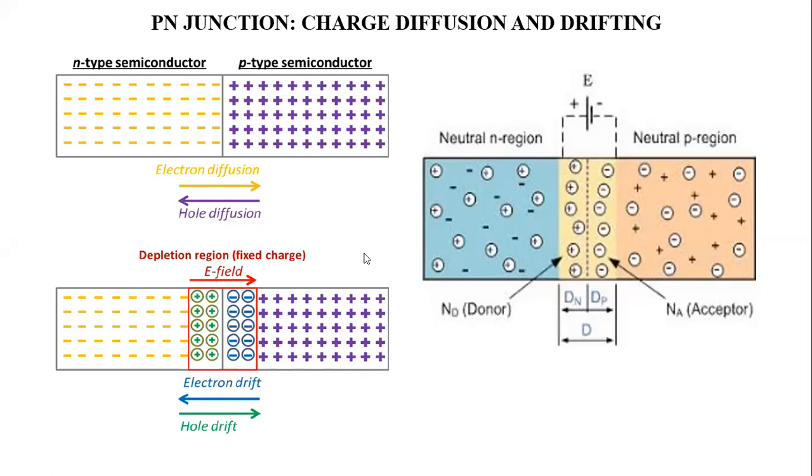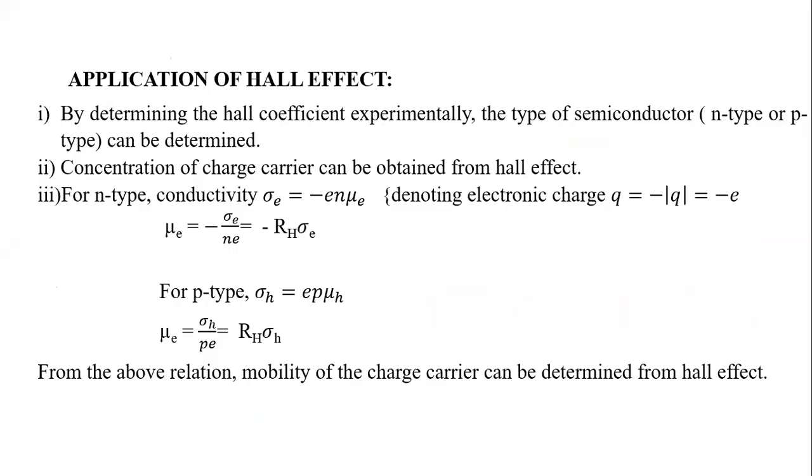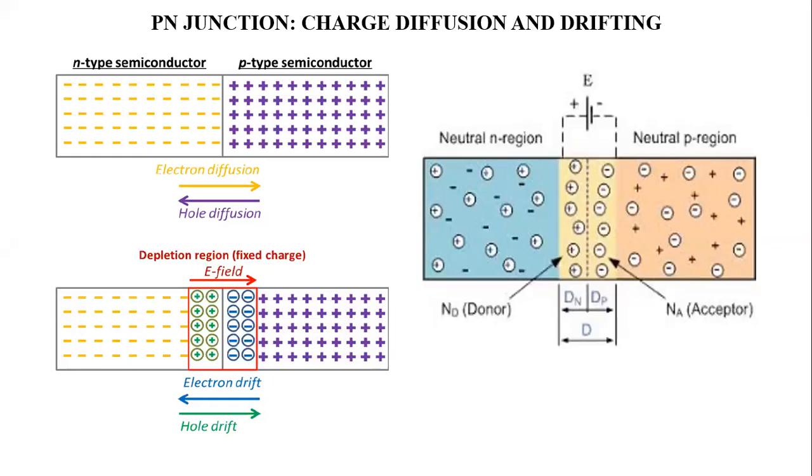So I'll start from here. Yesterday we talked about the Hall effect, and today we'll talk about the PN junction. A PN junction, as the name suggests, is simply a system in which you join one type of semiconductor with another type of semiconductor. Earlier we talked about p-type and n-type semiconductors. So if you join them together, what will happen?